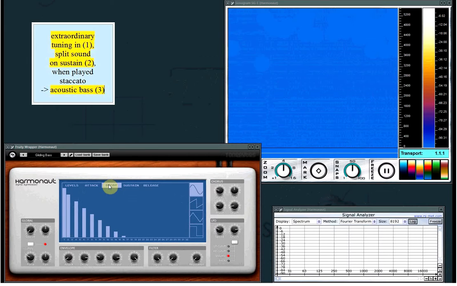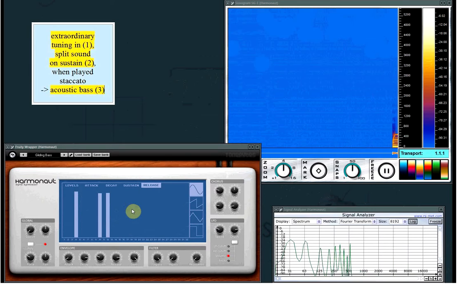Okay, and the release page, let's have a look here. The release page shows what happens when played staccato. Once again, a static sound, not so high as we have seen in the example before. Well, at first, let's just listen.